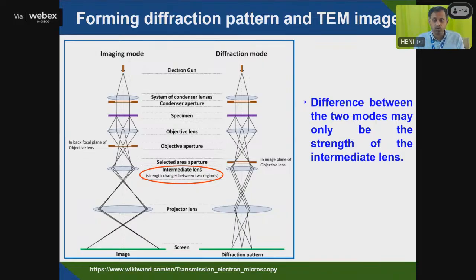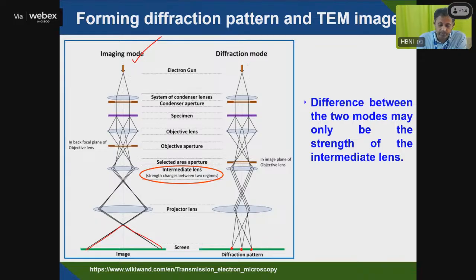But as I told, in TEM you have two modes. One is imaging mode, another is diffraction mode. The difference between the modes mainly depends upon the strength of the intermediate lenses, that is, how they focus the electron beam. In the imaging mode, you get a whole range, it's getting scanned. But in diffraction mode, you are just scanning different spots.